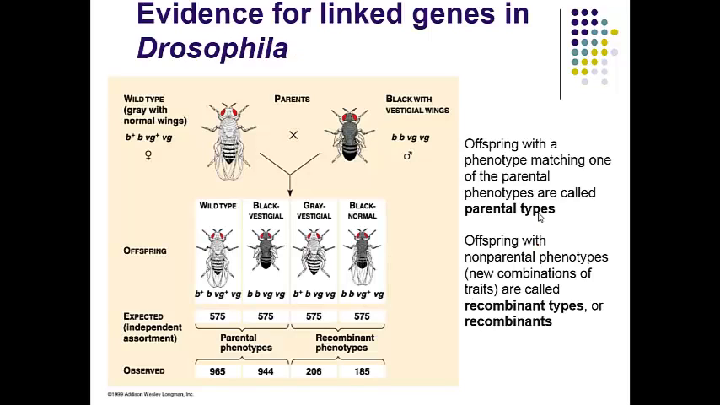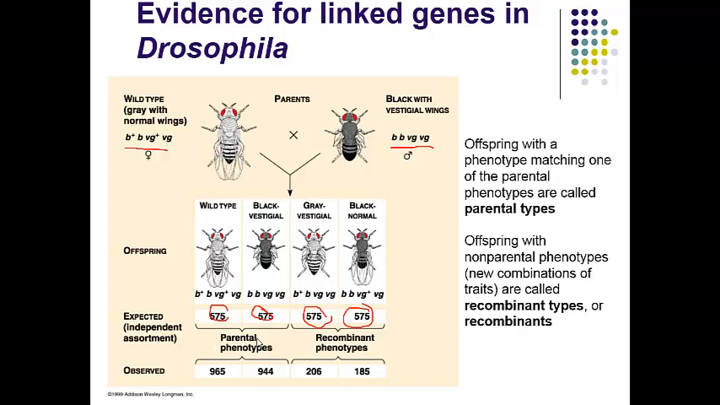How do we know that genes are linked? You can perform a test cross. Here you have an individual who is heterozygous for two different traits, and you cross that individual with someone who is homozygous recessive for both traits. If you perform the Punnett square, the predicted ratio of offspring would be 1 to 1 to 1 to 1. So if you're looking at a number of fruit flies, you would expect an equal number of each type.